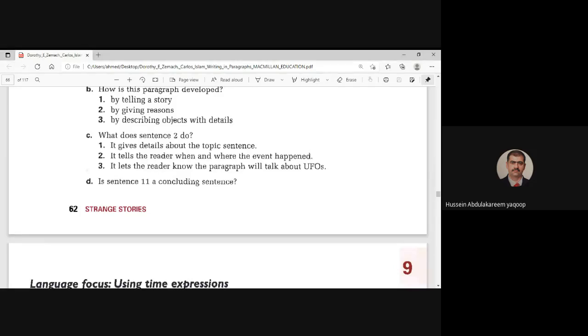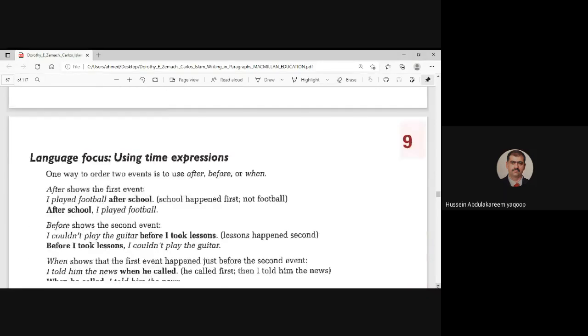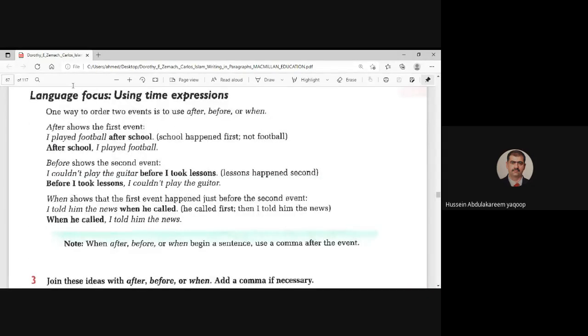Well, now let's move to the next page, page 63, please. Here we have a language focus, and here we have a full description of the tools that we referred to earlier in the beginning of the class. These lines give us a brief introduction and talk about the function of each of these time expressions. We have after, before, and when, and I'm going to read and explain what is found here. So when we use after, the first tool here, the first conjunction, it shows that there is the first event which comes right after.